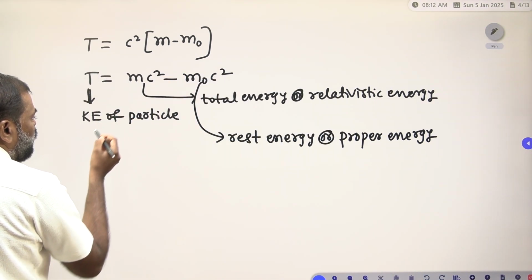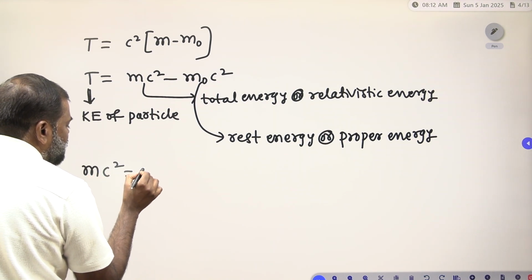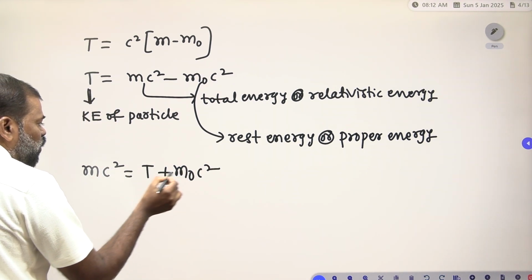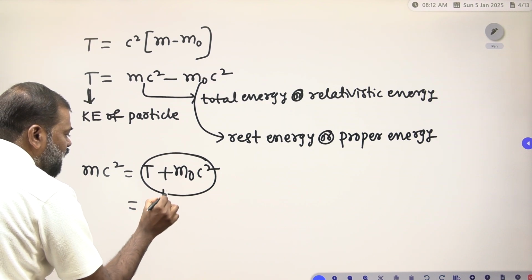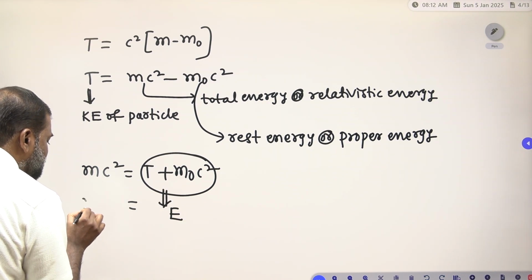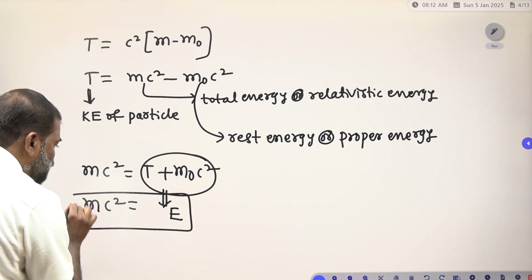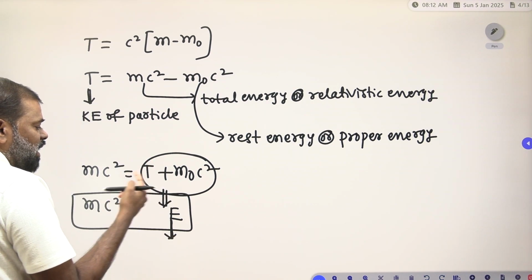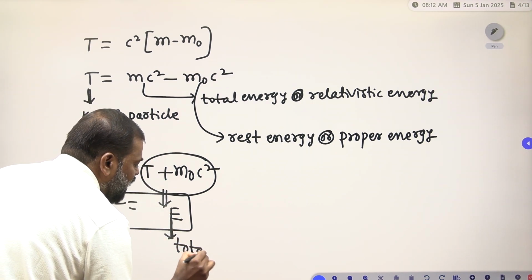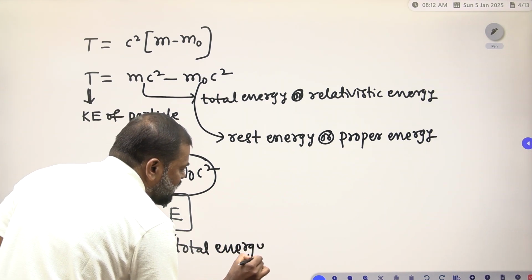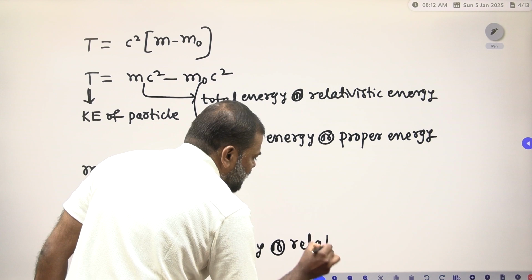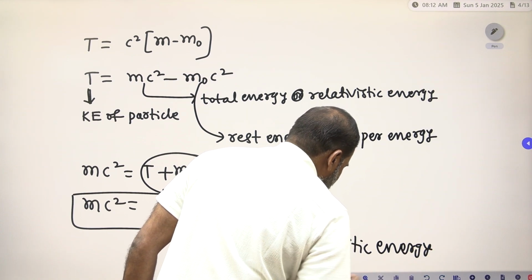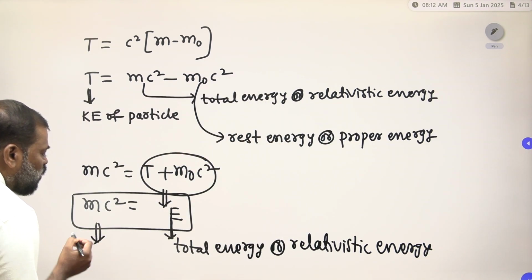From this we can write: mc square, the total energy, is equal to kinetic energy plus m naught c square. This total energy we take as E. E is equal to mc square. What is the total energy? Kinetic energy plus rest mass energy, and we call it the total energy or relativistic energy. So this formula, which formula is it?